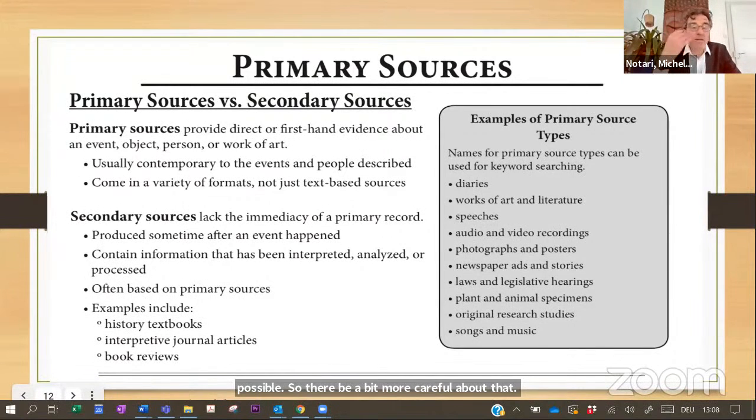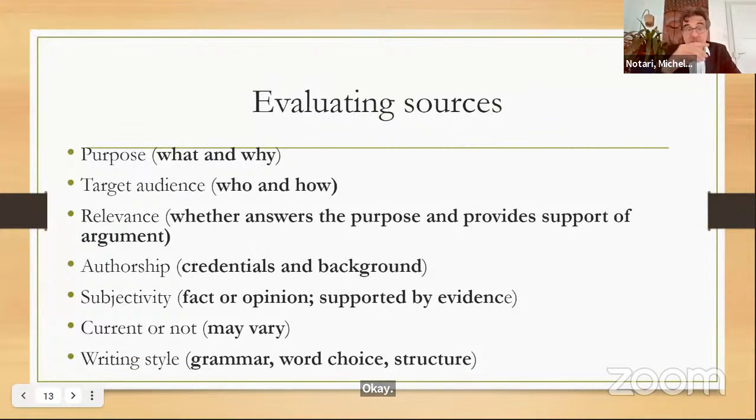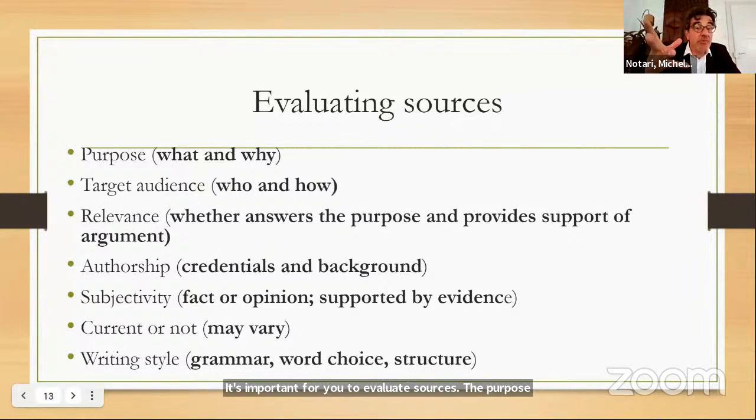Okay. It's important for you to evaluate sources: the purpose of the source, what it's about and why they write about it. Do they have any interest to write something which is biased? Who is the target audience of the source? If you read an article about a fairy tale targeted at young kids, maybe this fairy tale is not data driven and reliable, but because it's a fairy tale, it's not meant to be true. Then the relevance, and then the authorship.